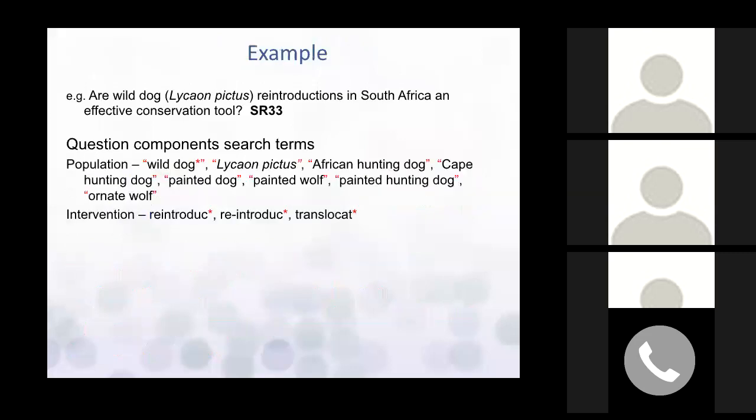Okay, I just want to get all these up here. So you can see how you can start to structure these terms, right? You've got wild dog, the Latin name, you've got all these local names for wild dog. You can see with the quotation marks around it, that's going to look for that as a phrase together. If you didn't have those, it might search for them as individual words. And then your intervention terms have an asterisk, meaning a wildcard. So it's going to find any word in your titles, abstracts, keywords that starts with this root and ends with whatever. So you can say translocate, translocations, translocating, and it would find all of those.